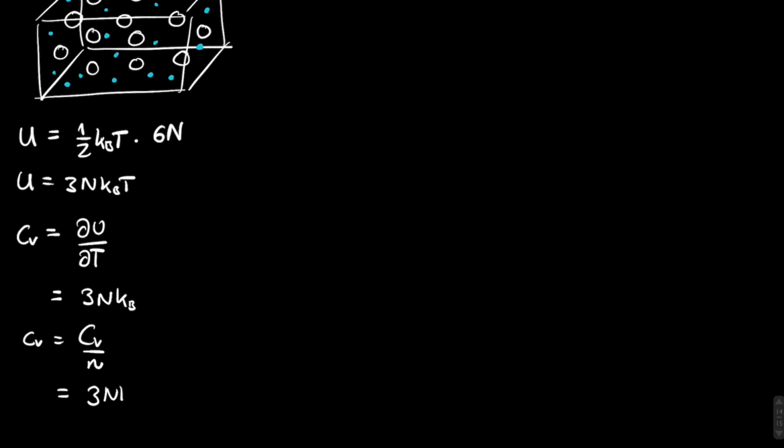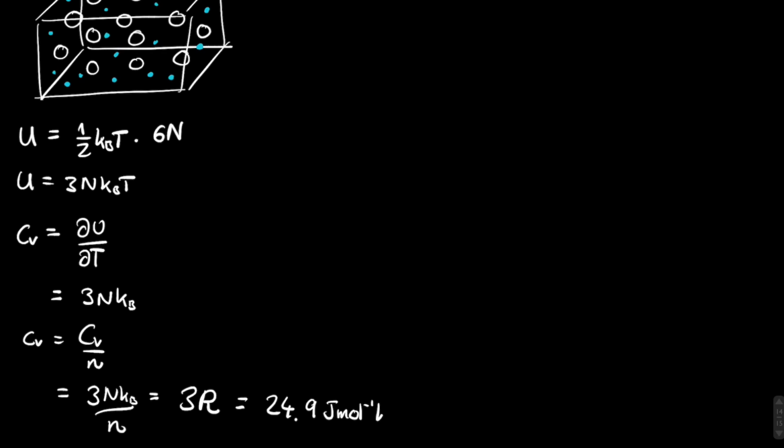What's big N divided by little n? That's simply the Avogadro number. What's kB multiplied by the Avogadro number? Well, that's going to be R, just 3R. So what is 3R? Well, that's like 24.9 joules per mole per Kelvin.